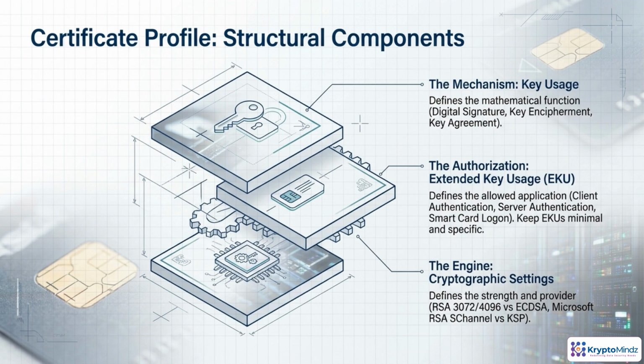A certificate profile has 3 layers. First, the mechanism. Key usage. This is the raw math the key is allowed to perform: signing, key encipherment, or key agreement. If this is wrong, the certificate may technically work but be misused. Second, the authorization, extended key usage. EKUs define which scenarios are allowed, like client auth, server auth, or smart card logon. Keep EKUs as narrow as possible. Third, the engine, cryptographic settings. Here you choose RSA versus ECDSA key size and provider, balancing security, performance, and platform support.